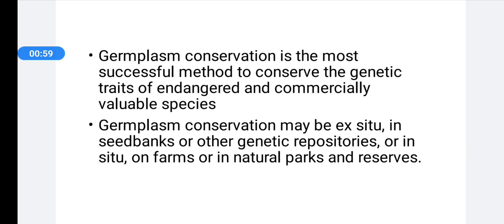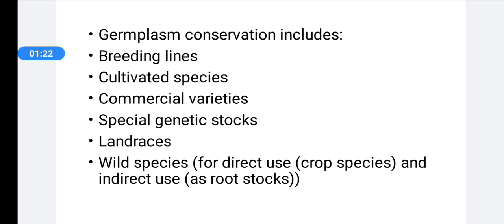They can be either ex situ or in situ. Ex situ is how we conserve seeds or genetic repositories. All this comes under ex situ conservation, and in situ is on site, the site itself where the plant is present. For example, in the farms, natural parks, bioreserves, etc. Germplasm conservation includes breeding lines, cultivated species, commercial varieties, special genetic stocks, land races, and wild species for direct use, that is crop species, and also for indirect use such as root stocks.